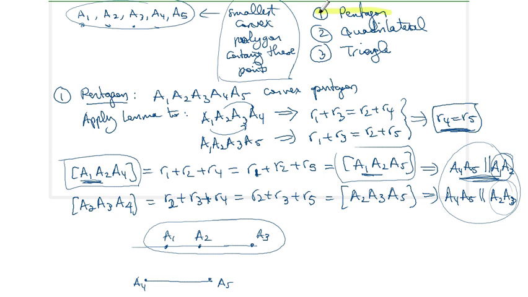In a similar way, it's quite easy to also show it for the other two. Let me open a new page and establish the same result for the other two cases as well. Let's start with the quadrilateral. We know that our convex polygon is the shape of a quadrilateral, and it contains the five points.